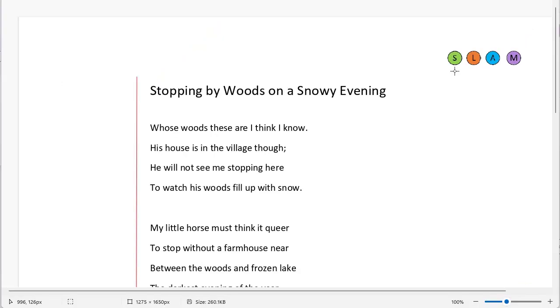Welcome. In this video, I will demonstrate how to annotate a poem. This annotation will help you complete a literary analysis. The poem will be Stopping by Woods on a Snowy Evening by Robert Frost. I will do a partial annotation so you can see the steps.